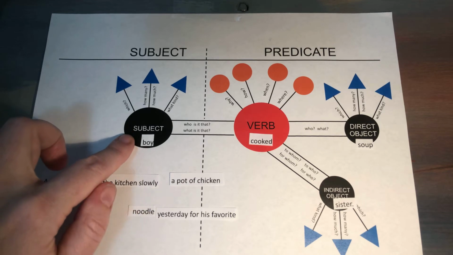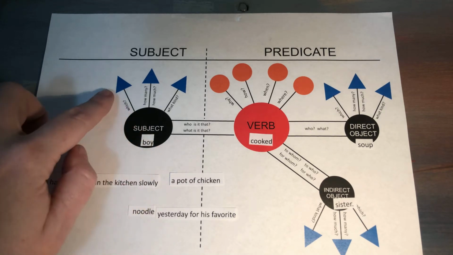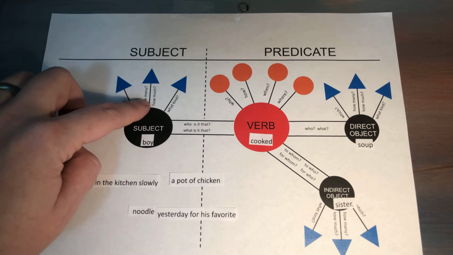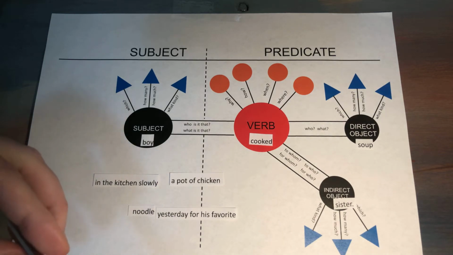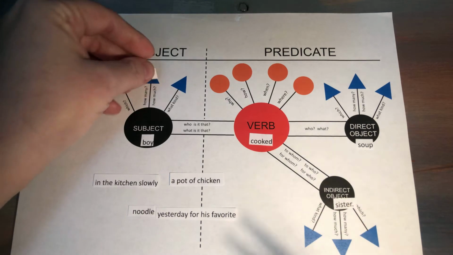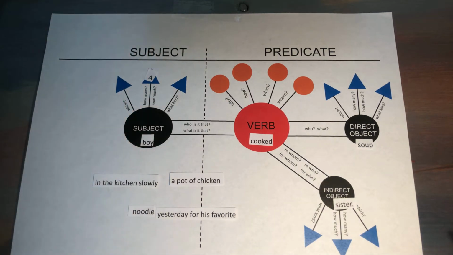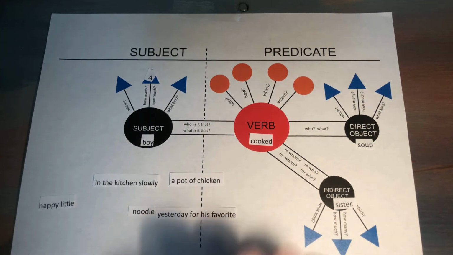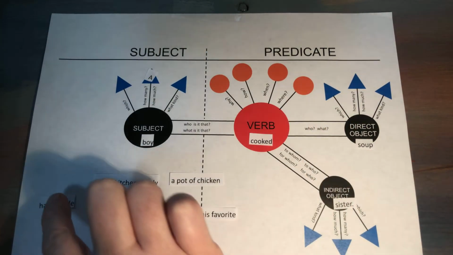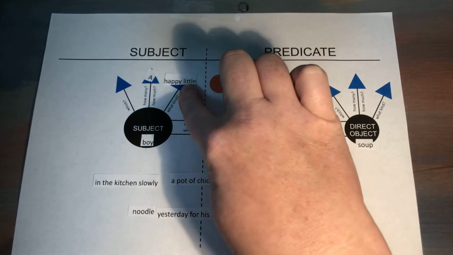Let's start with our subject. Which, how many, or how much, and what kind? How many boys were there? There was a boy. We know that a just means one. So let's cut out the word a and put a by how many. Do we know which boy? We don't know that answer. Do we know what kind of boy? A happy little boy.